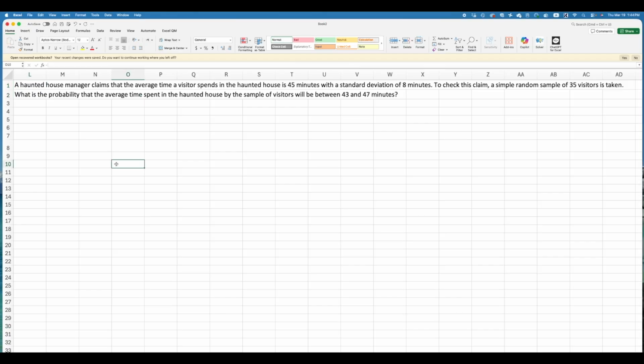Let's look at this example. A haunted house manager claims that the average time a visitor spent in a haunted house is 45 minutes with a standard deviation of 8 minutes. To check this claim, a simple random sample of 35 visitors is taken. What is the probability that the average time spent in the haunted house by the sample of visitors will be between 43 and 47 minutes?